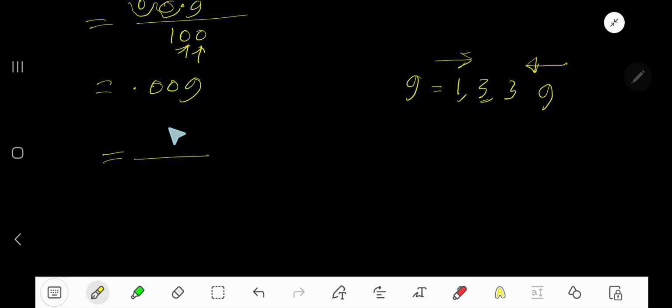So now convert this decimal to a fraction. Delete the decimal point and write the number you are getting. For the denominator, for every digit after the decimal, you have to consider a 10. We have 3 digits, so write 1000. The fraction is 9 over 1000.